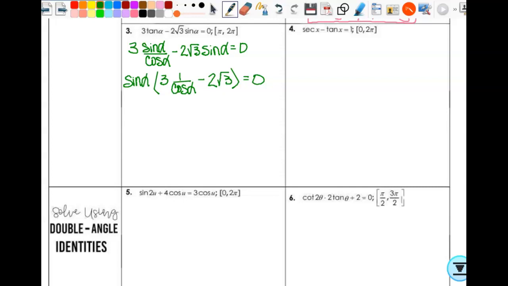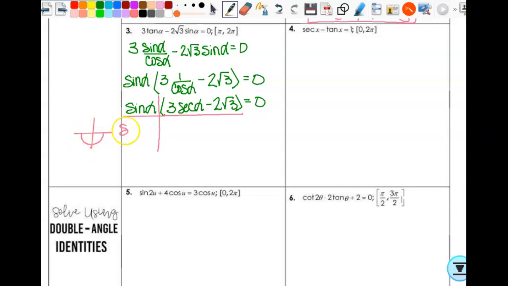So what's 1 over cosine? Secant. So I think I want to make this sine alpha times 3 secant alpha minus 2 square root of 3 equals 0. So I have this factored as much as it can be factored. Solve this, and on this one I'm going from pi to 2 pi.